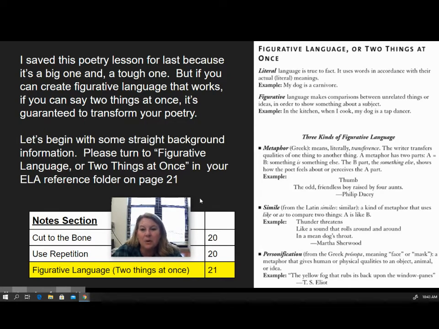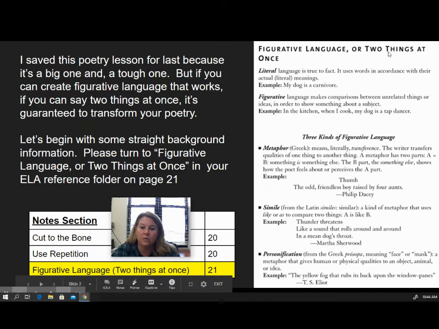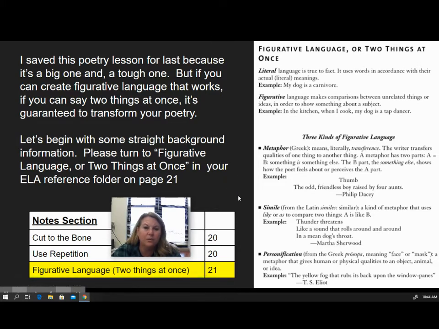I saved this poetry lesson for last because it's a big one and a tough one. But if you can create figurative language that works, if you can say two things at once, it's guaranteed to transform your poetry. Let's begin with some straight background information by turning in your ELA reference folder to page 21, where you'll find these notes or this reference page. I'm just going to walk through this with you.